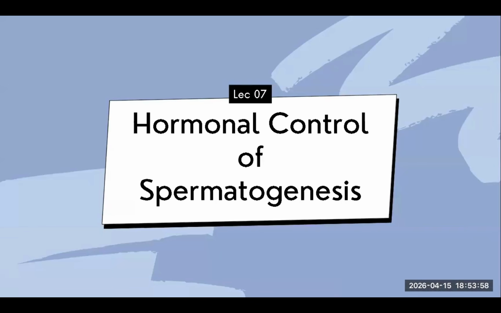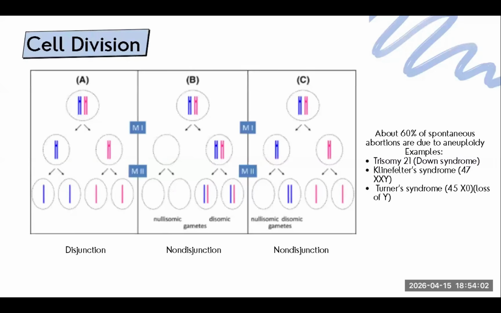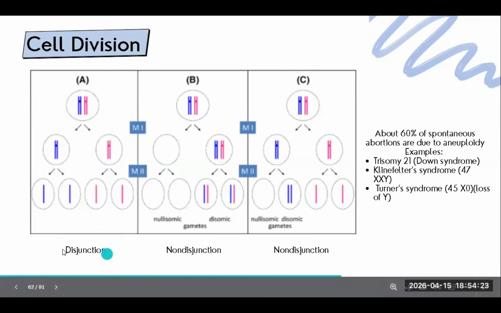Now for lecture 7, hormonal control of spermatogenesis. You guys should know this by now. Took it in F&D, took it in high school. This is meiosis, okay? This is meiosis 1, which would split the chromosomes. And then this is meiosis 2, which would split the chromatids. If it occurs perfectly like this, it is known as disjunction. This is normal.